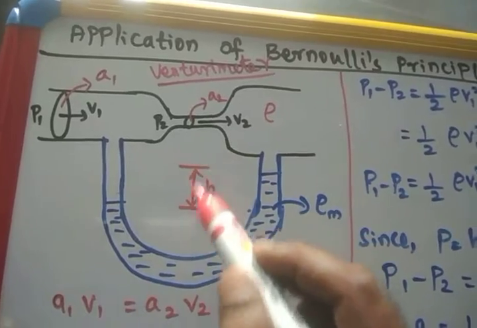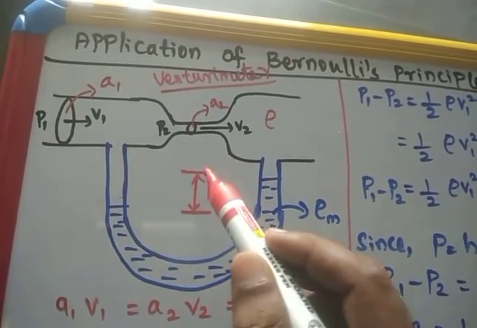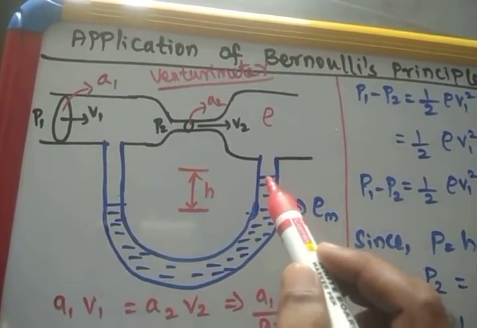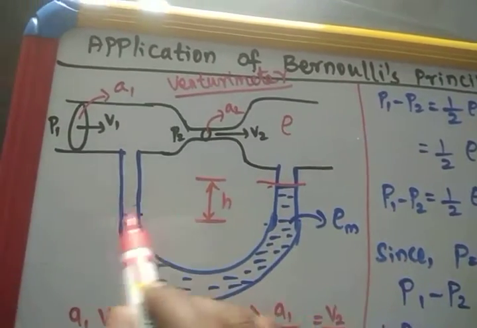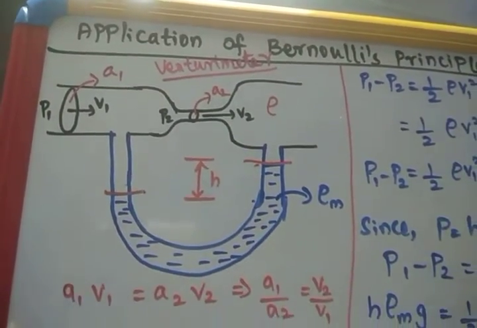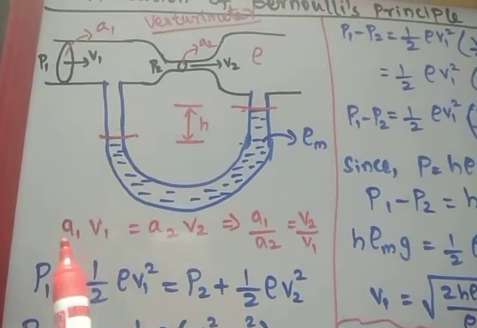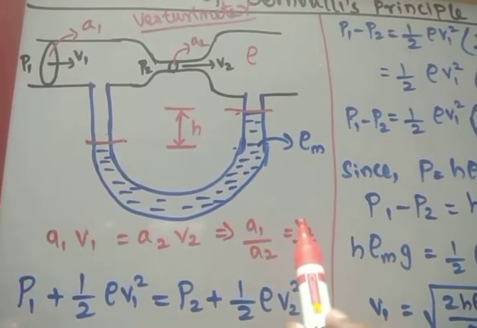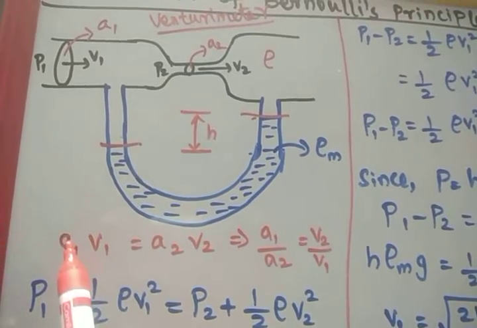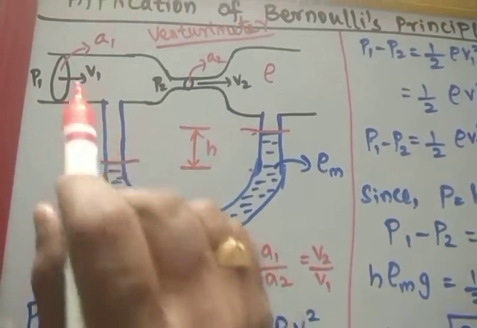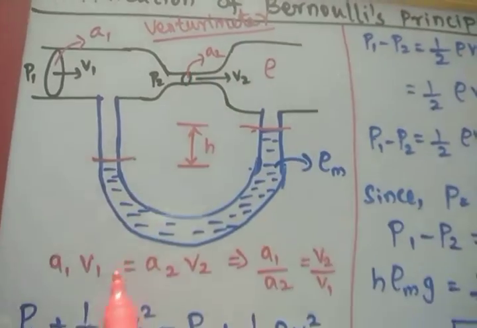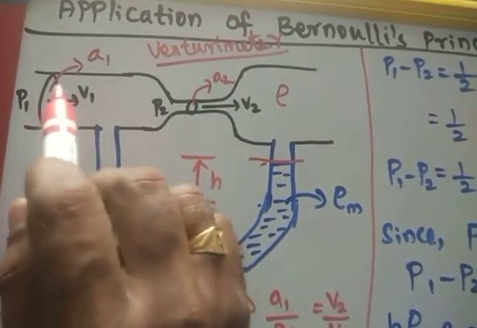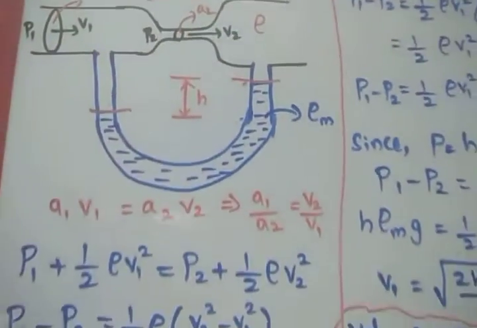There will be a pressure difference, and due to the pressure difference there will be a height difference from this end to this end. That is H. According to the equation of continuity, A1 V1 is equal to A2 V2. So A1 by A2 is equal to V2 by V1. A1 and A2 are the areas of cross section at the first position and the smaller area position, and V1 and V2 are the velocities at these positions.